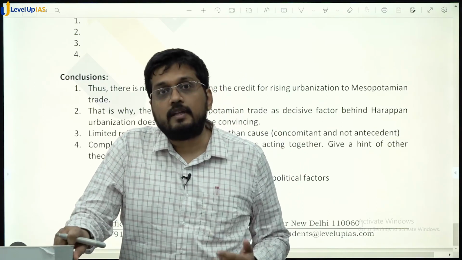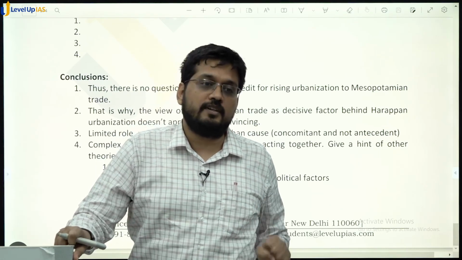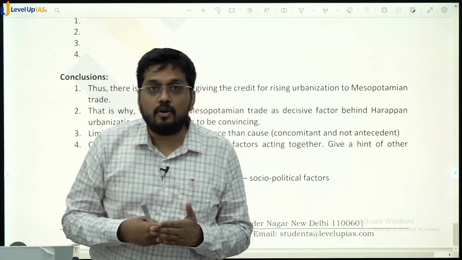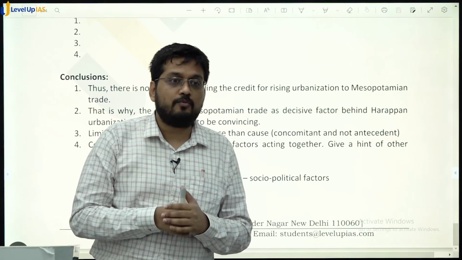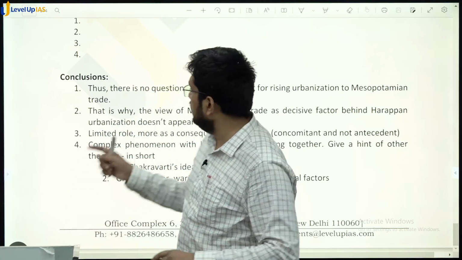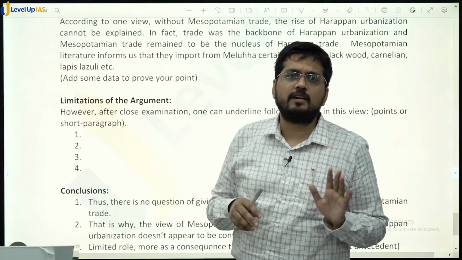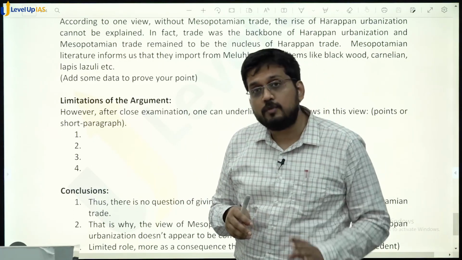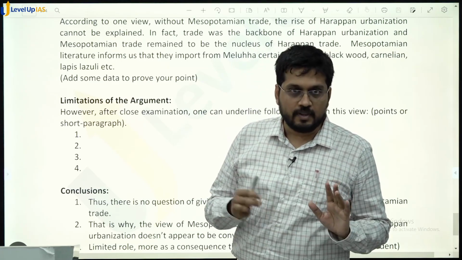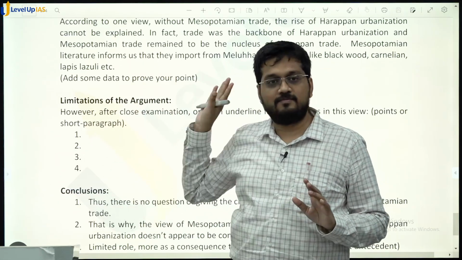The point is, in this 15 marker, you are not supposed to dwell on the details of Mesopotamian trade. The question is not primarily about what all evidences, what all commodities, what all trade routes of export, import, some land routes, some sea routes, these are the ports. Those details you should give at this phase in hardly 3-4 lines, half a page at max, not more than that. The question is not primarily about the archaeological evidence of Mesopotamian trade. Don't go beyond that point. Give 2-3 points, move on, give that debate and provide the conclusion.